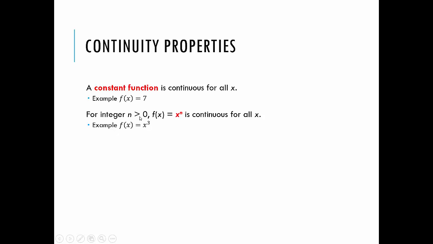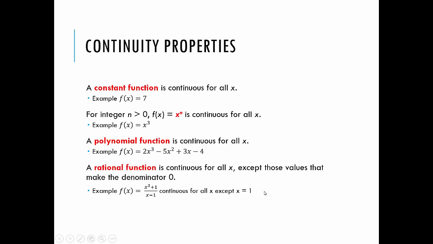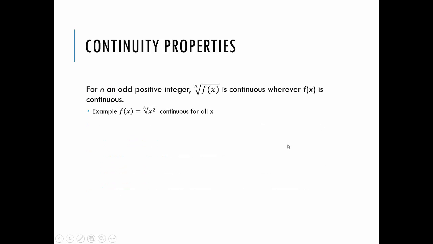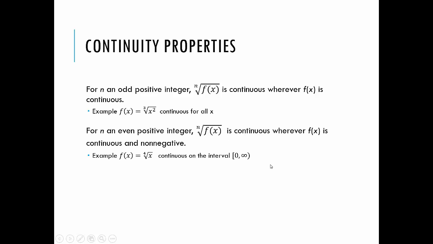For integer n greater than 0, f of x equals x to the n. In other words, like x to the first power, x to the second power, x to the third power. This would be continuous. A polynomial function is continuous for all x. A rational function is continuous, again, except those that make the denominator 0. If we have a radical, one of these roots, if it's an odd positive integer, like the cubed root, the fifth root, then it's continuous for all x.